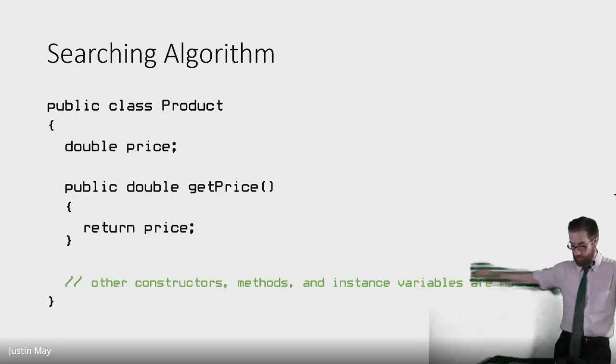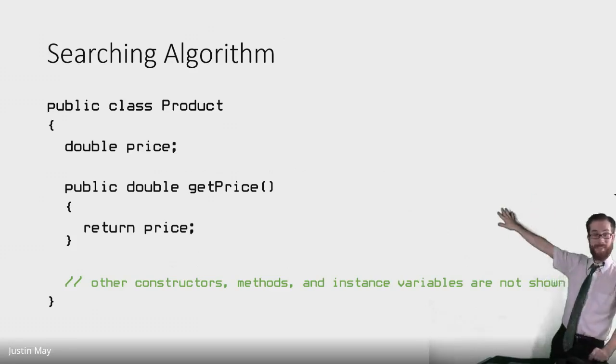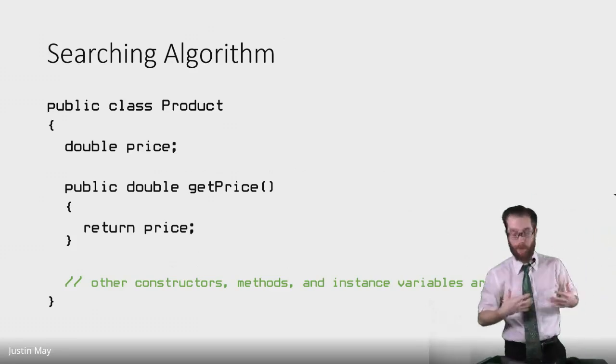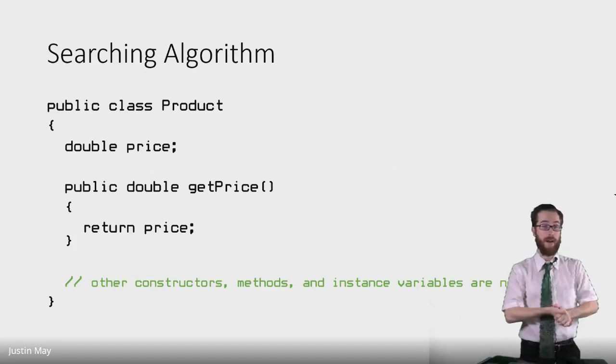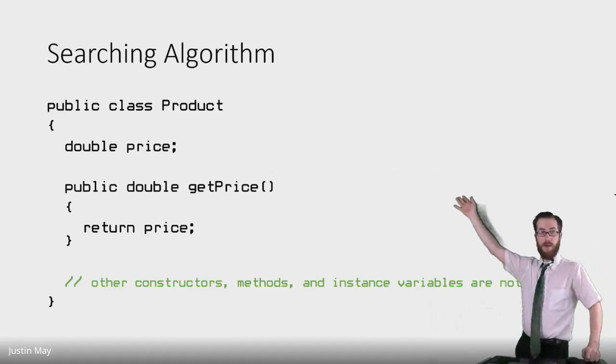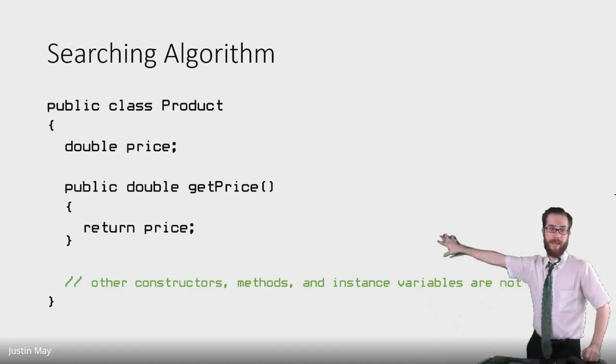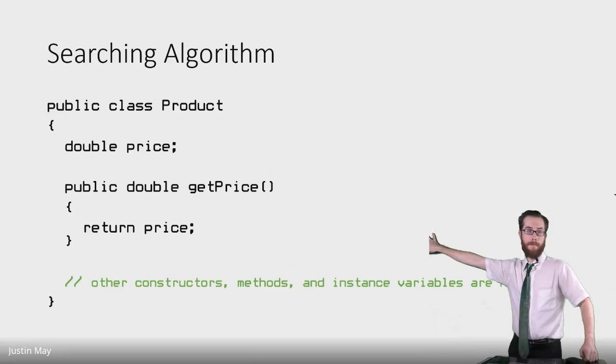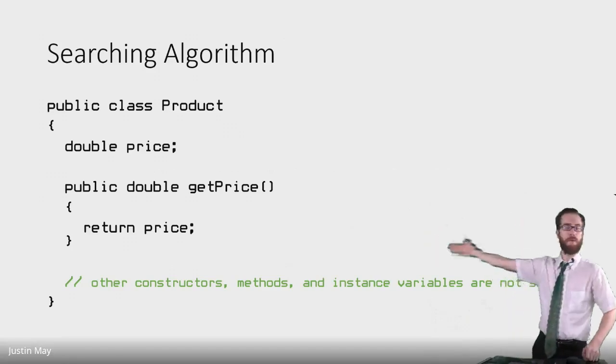This is a product. So for this example, we will be using a list of products. This is just a snippet of the code for Product. It will have an instance variable called price that's a double, and it has a method called getPrice. And this is the only information we need.